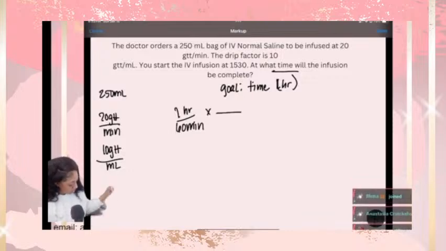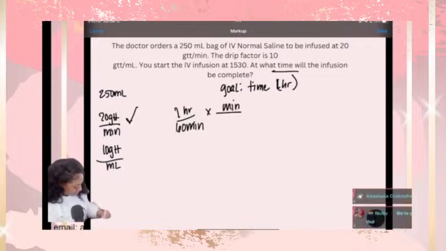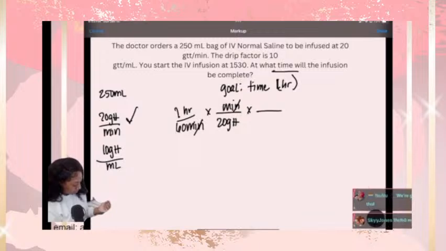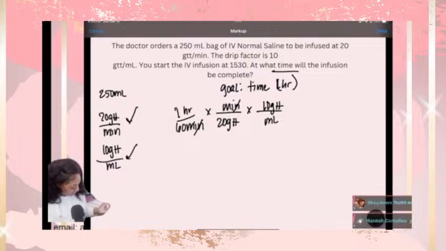Alrighty. So we got minutes at the bottom. We need minutes at the top. So minutes over 20 drops. My minutes are going to go away. Now I got drops at the bottom. I need drops at the top. So 10 drops per ml. This is where I got it from right here, okay?